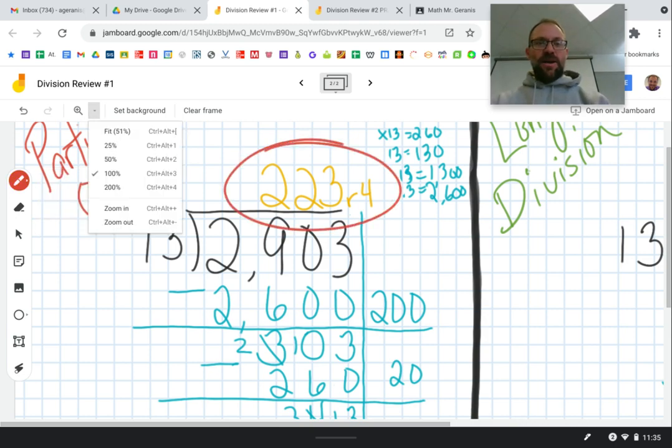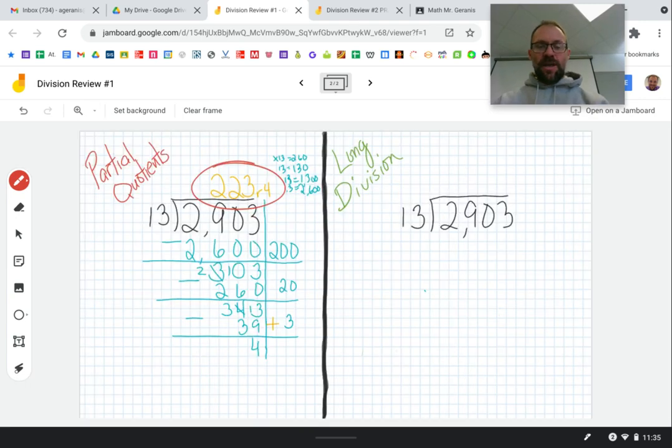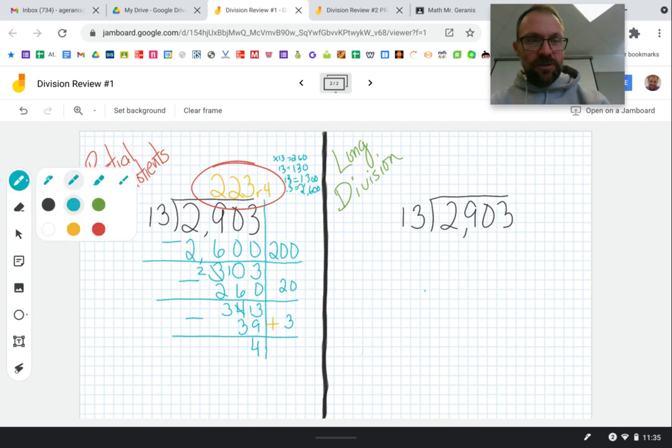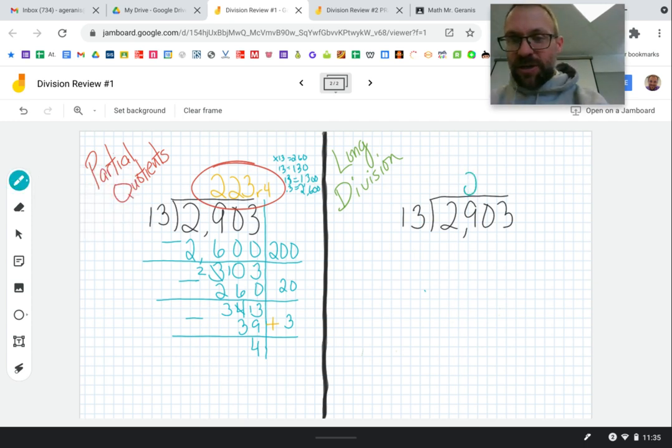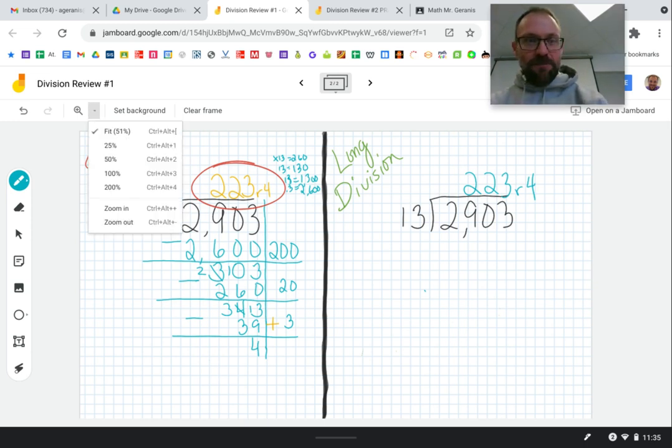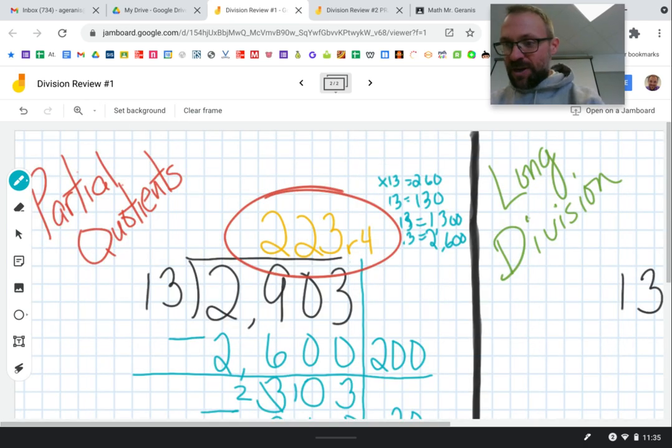Really easy. All right. So we have the quotient. We don't need to pretend like we don't. So let's go ahead and plug in the quotient, 223 with a remainder of 4, over here in our long division side. And we can tackle the same problem using long division. So using long division, let me zoom back up to 100%.